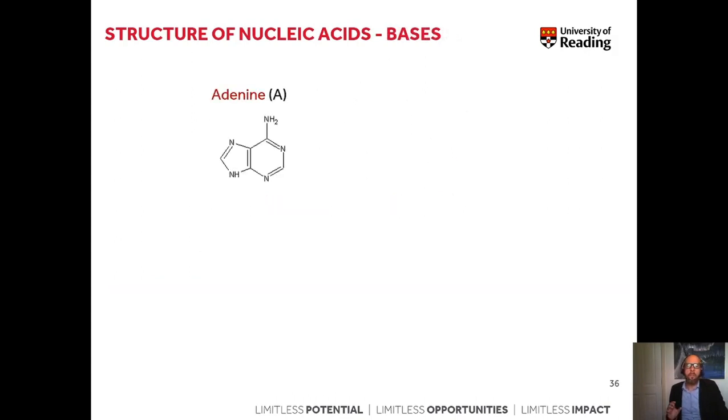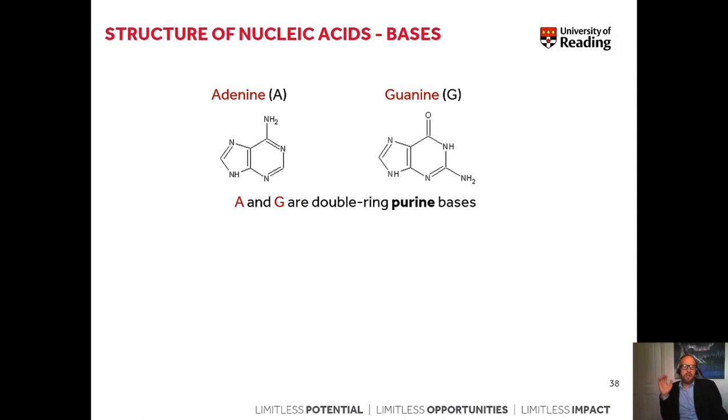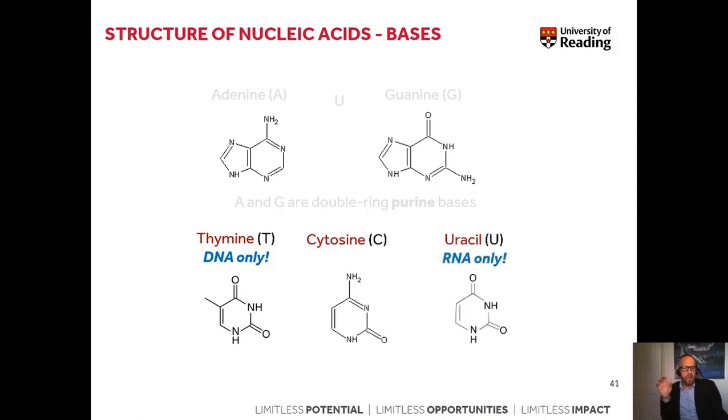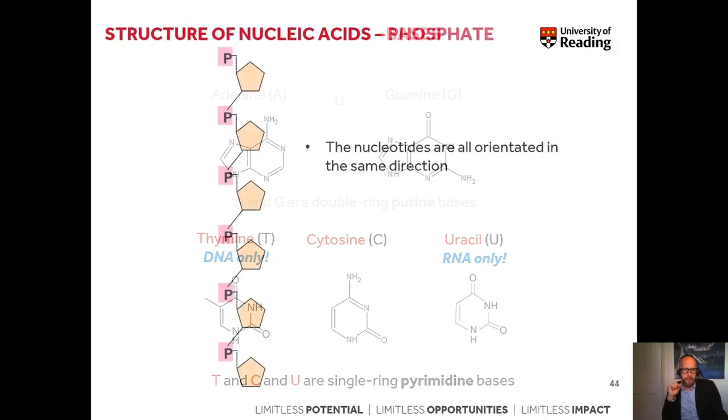So, what are the bases that are present in nucleic acids? Bases within the nucleic acids are adenine and guanine, and together those are double ring purine bases. And we also have thymine, which is present in DNA only, cytosine, and uracil, which can be found in RNA only. And those are single ring pyrimidine bases. So please keep this difference in mind.